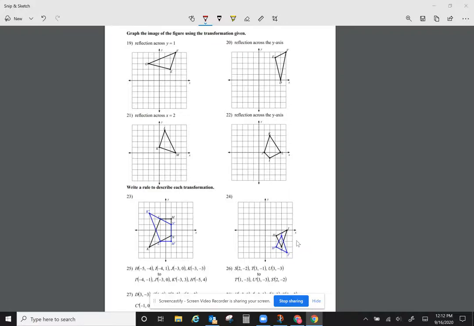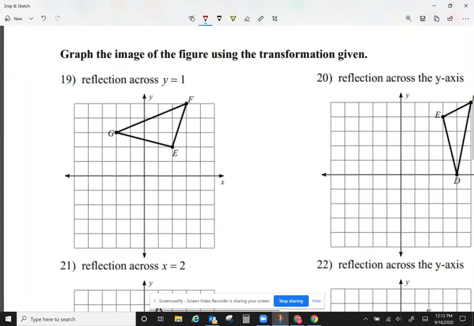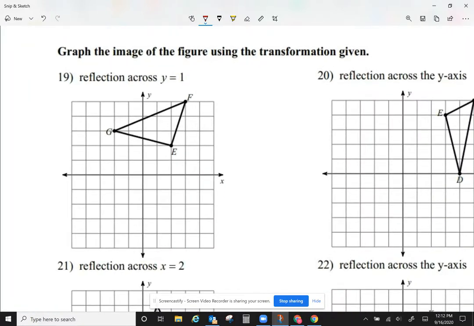Unit 2 is about transformations, when we're going to do things to images. Last time we saw translation, when we were moving things over. So I'm going to start with the instructions that say graph the image of the figure using the transformation given. Once again, Unit 2 is about transformation. Last time we saw translation. Now we're going to see reflection.